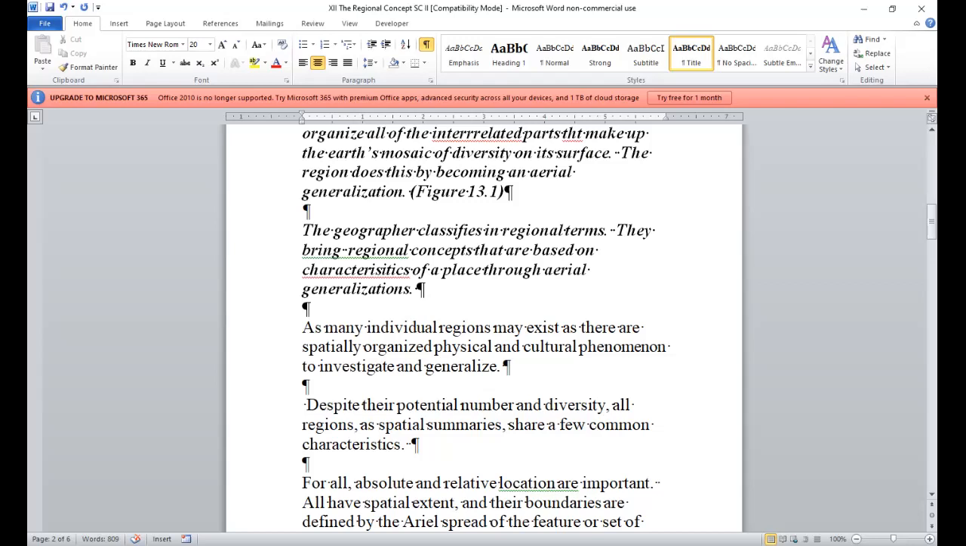So for all of them, you have your absolute and relative location, right? We saw that in earlier chapters that are important. All have spatial extent, and their boundaries are defined by, I'm trying to think of the right word for that, they're the areal spread, right? The areal spread of the feature or a set of features selected for a geographer's particular study.